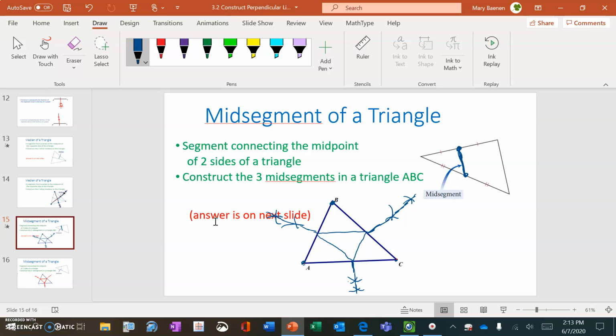So that is the notes that I have for section 3.2 of accelerated geometry.